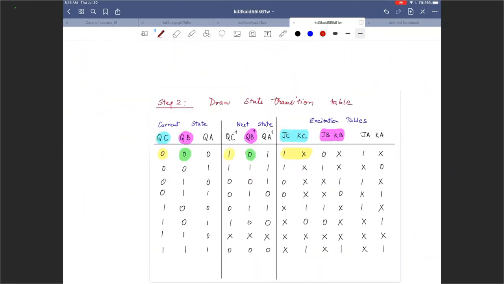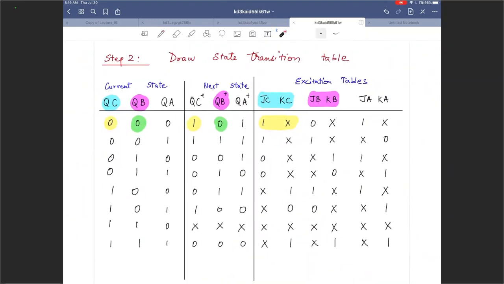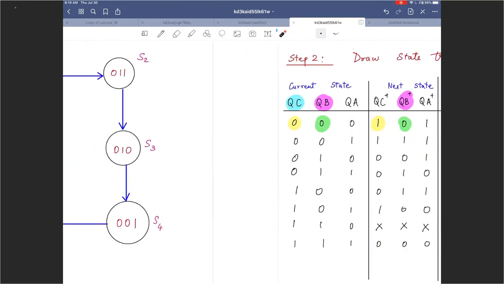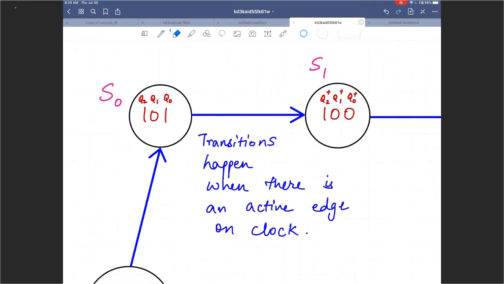Okay, so the next step actually was to draw a state transition table. So what we did was in the leftmost column, I used ABC. So I should probably change this quickly as well.